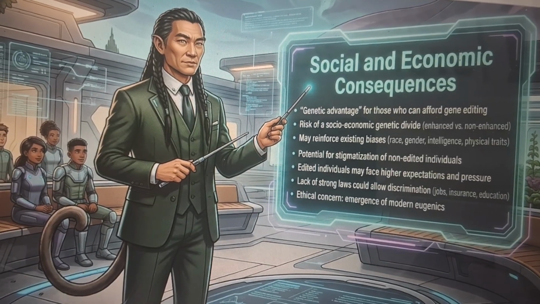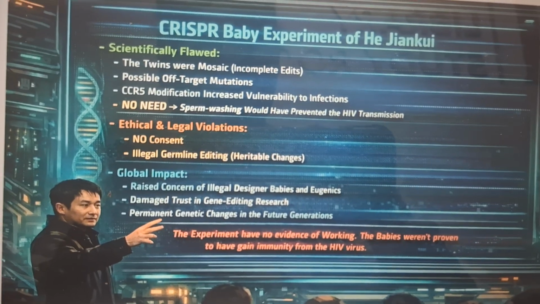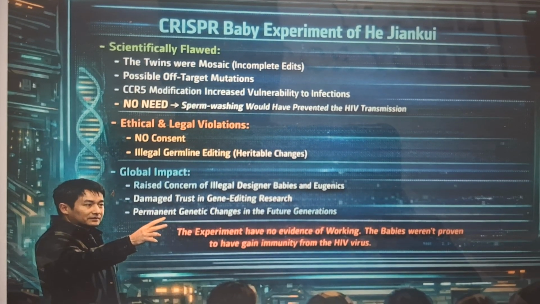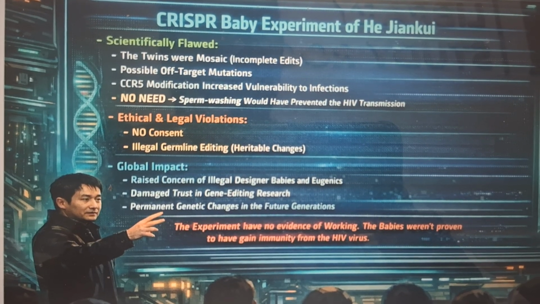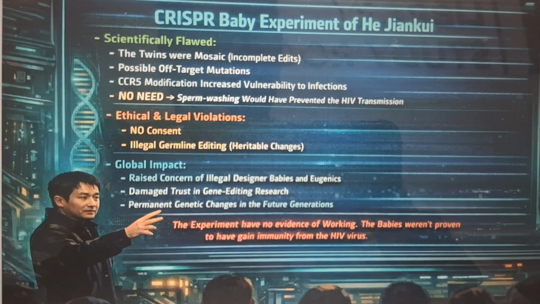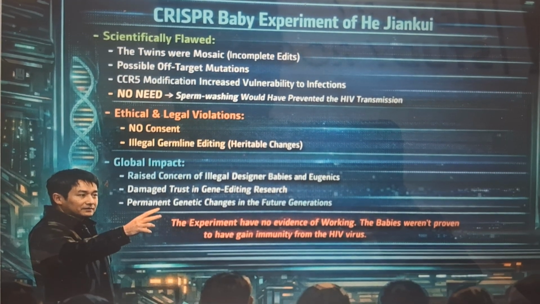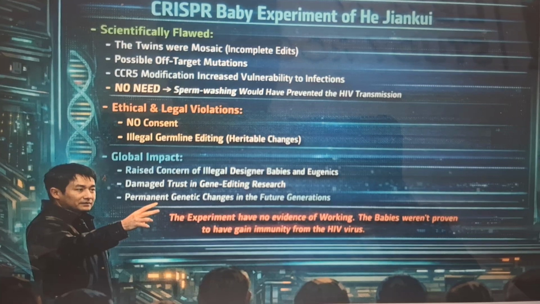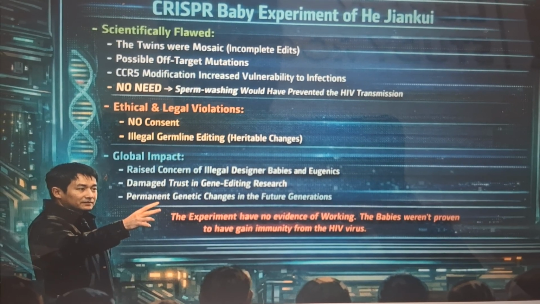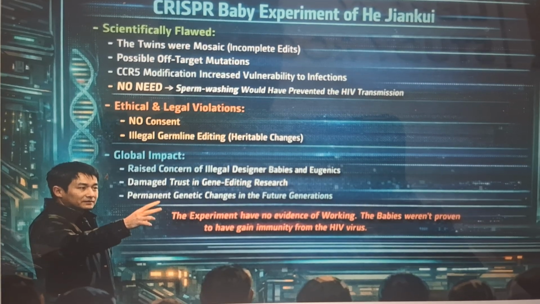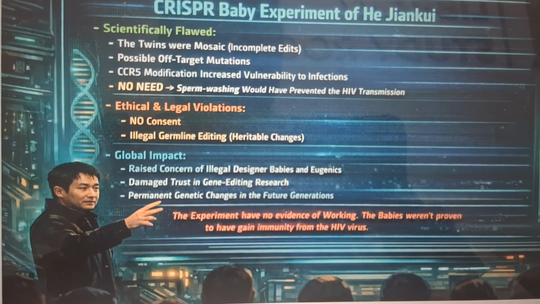A real-world example is the CRISPR baby experiment conducted by He Jiankui. Scientifically, the experiment had major flaws. It was performed on twins who had mosaic edits, meaning that not all the cells were edited in the same way, and there were possible unintended mutations. The goal was to make them resistant to HIV by modifying the CCR5 gene, but this may have actually increased the risk for other infections.